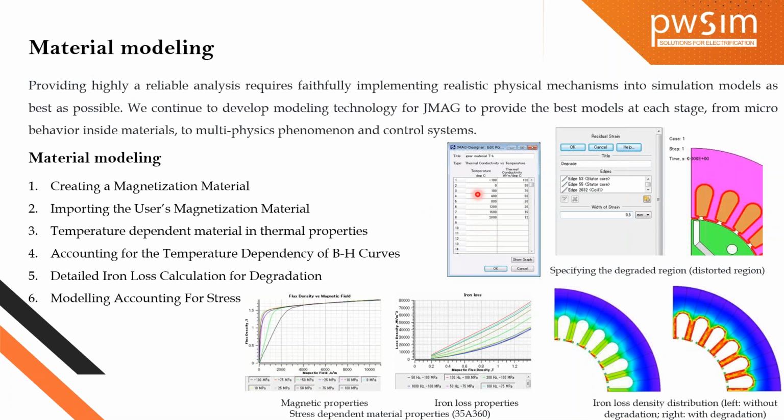So here is the data table where we can input the temperature dependent thermal conductivity versus temperature. This is the data we input in the point sequence. The x-axis is the temperature in degrees centigrade, and thermal conductivity we can incorporate here to account for the magnetic behavior of the electric device. Here is an example of the stress dependent material properties for 35A360 material.